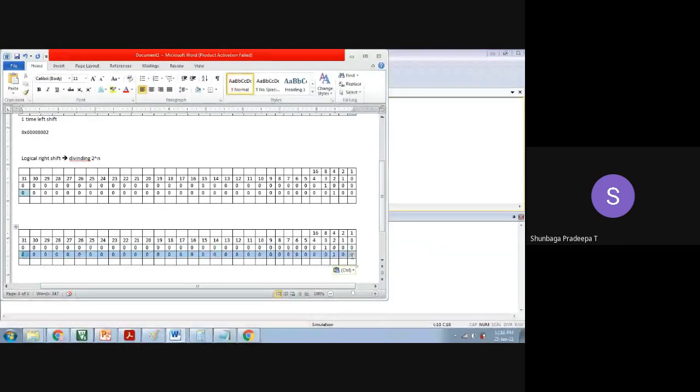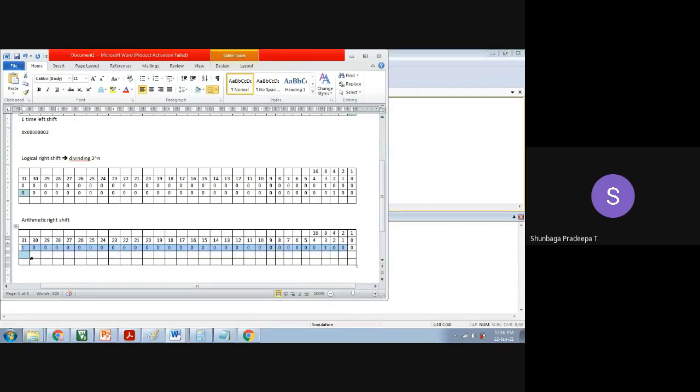Just remove it. So let us take this as a 1 then. Okay. So arithmetic right shift. What happens here is, if this bit has to be shifted right by 1 time, all the bits will be shifted to the right side by 1 time. And the MSB position in logical right shift, what did we do? We filled it with 0.